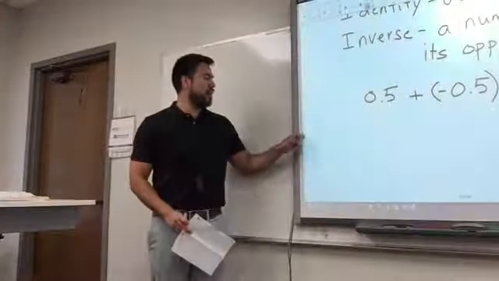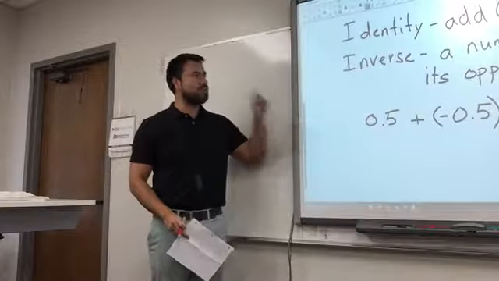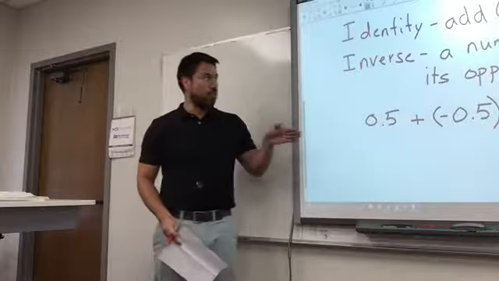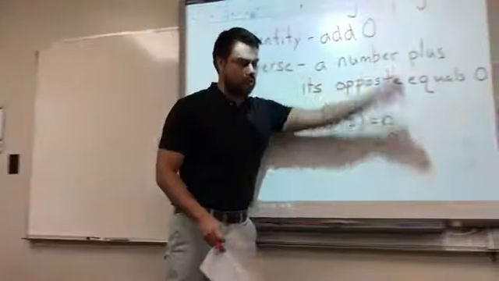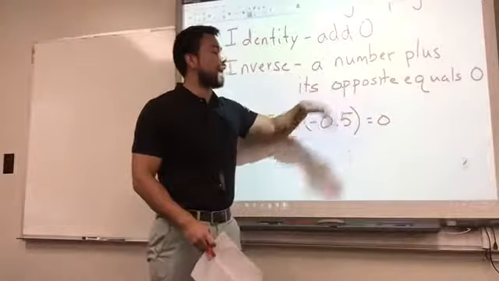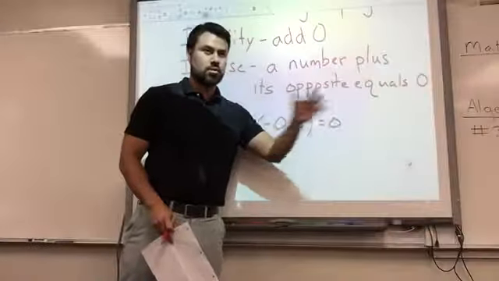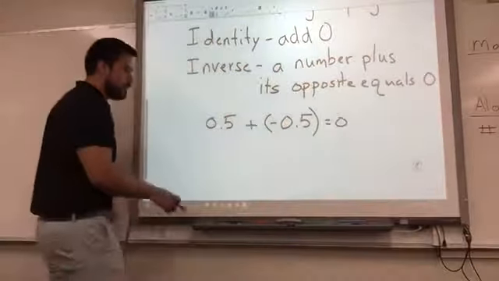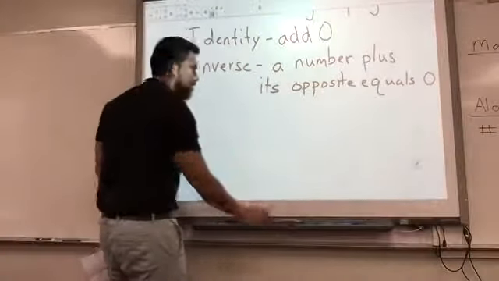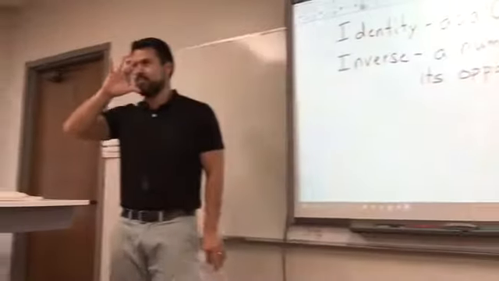Now, do you notice how inverse and identity both have 0 in them? But are they the same? No. One, you add 0 to a number and you keep its identity. And one, you add two numbers and they give you a sum of 0. That is not the same thing. Please keep those distinguished. All right, you guys good with those? It's just a review.